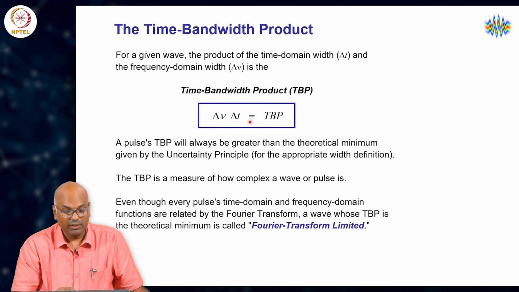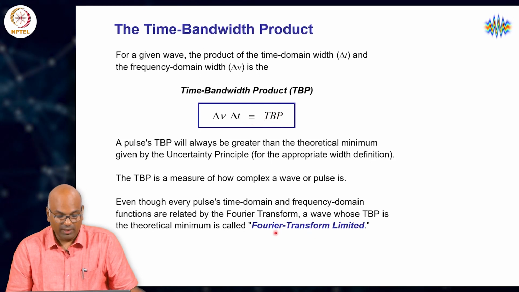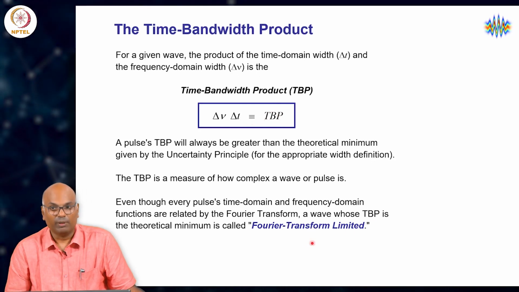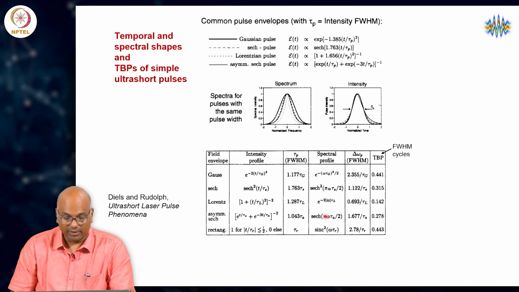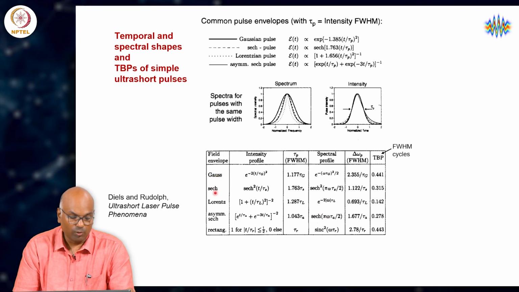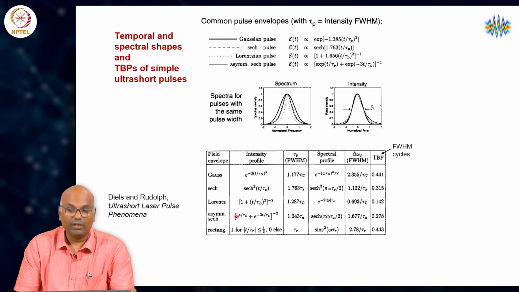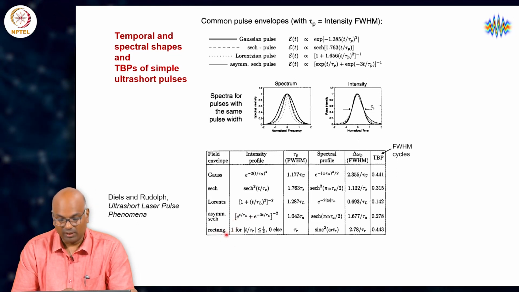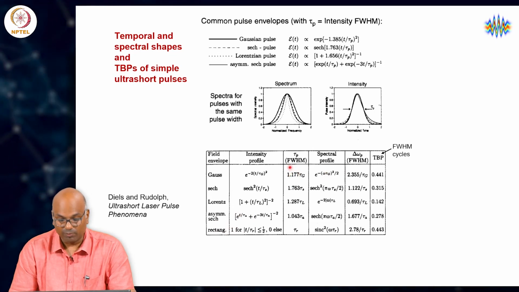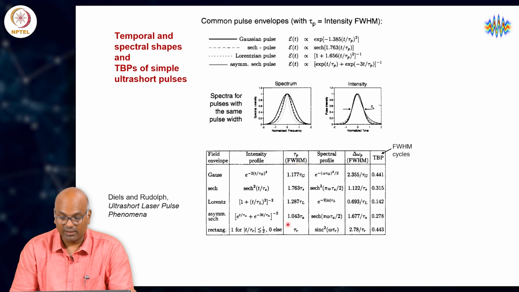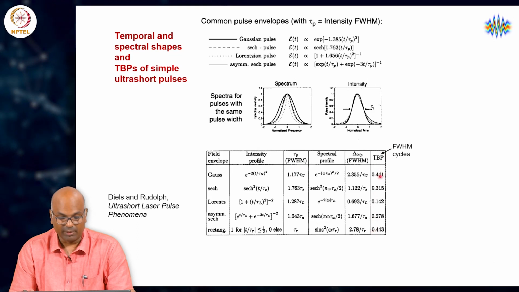It is a dimensionless number because we are multiplying frequency and time, and this number is the least for what we would call a Fourier transform limited, or simply a transform limited pulse. So, based on the shape of the pulse, whether it is Gauss, secant hyperbolic, Lorentz, or some asymmetric secant hyperbolic, or even the rectangular pulse that we considered initially, and depending upon the definition of the width, which most popularly is full width at half max, the time bandwidth product for transform limited pulses can be written down.